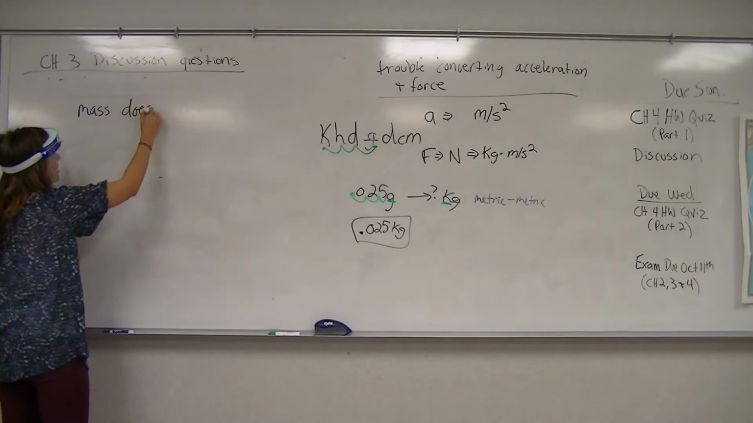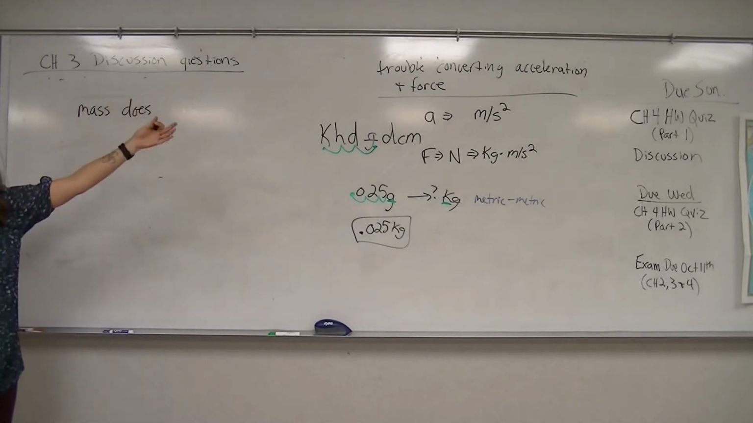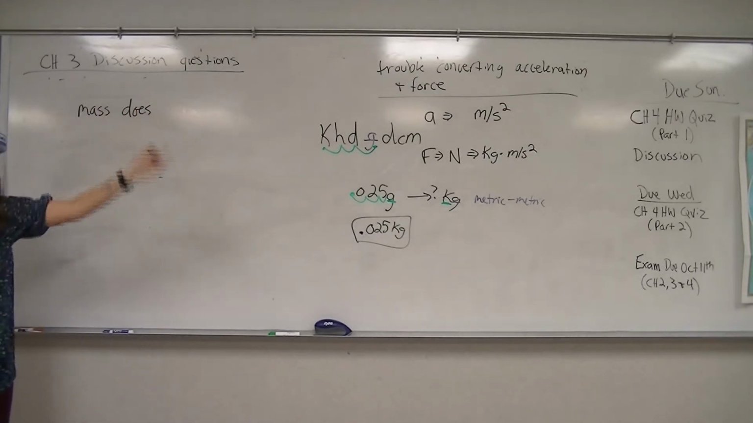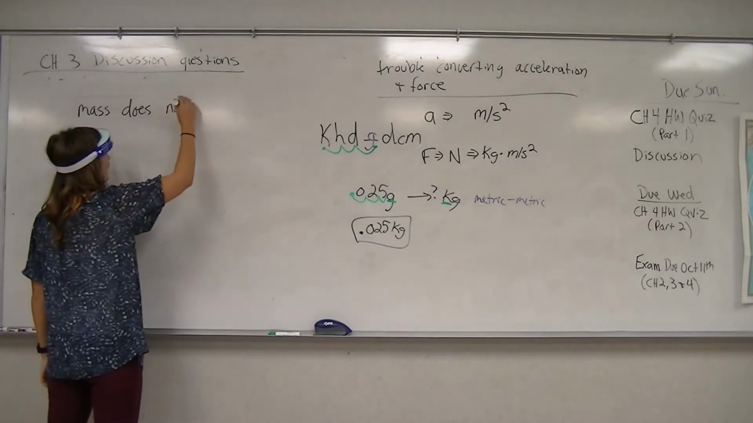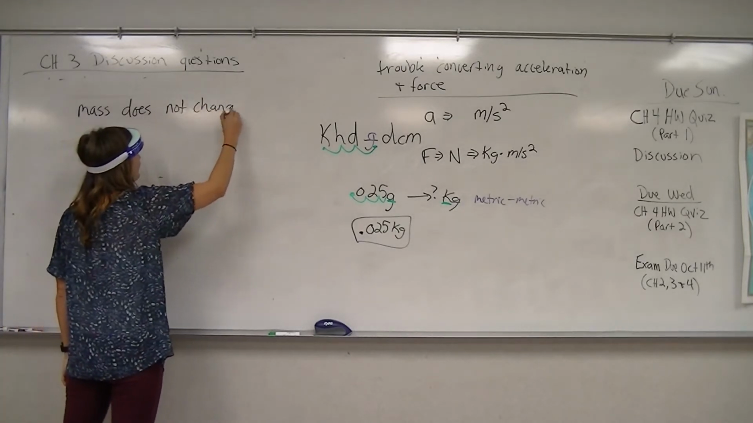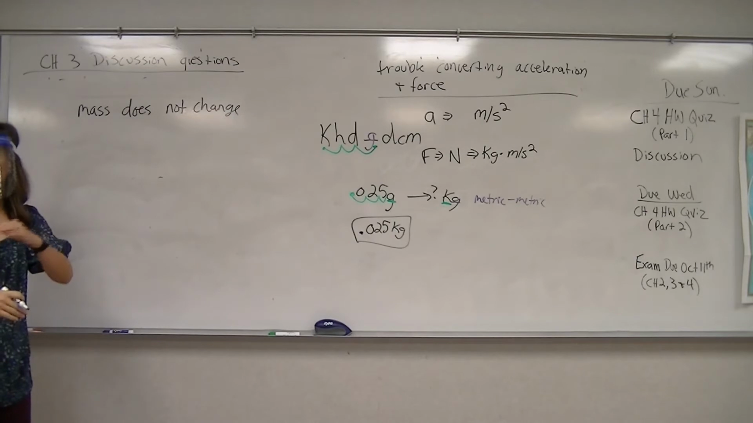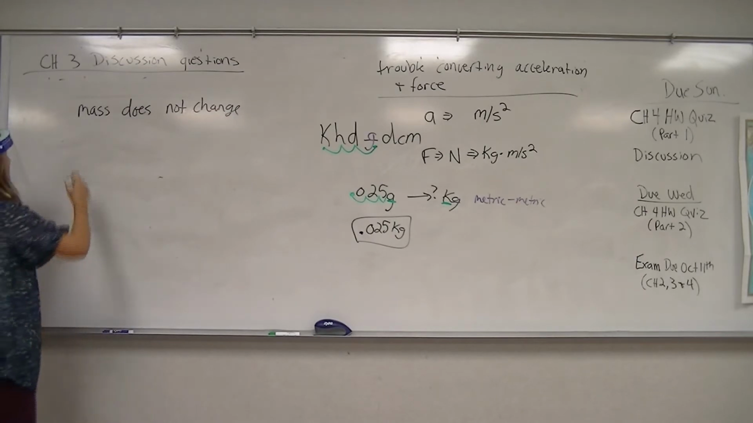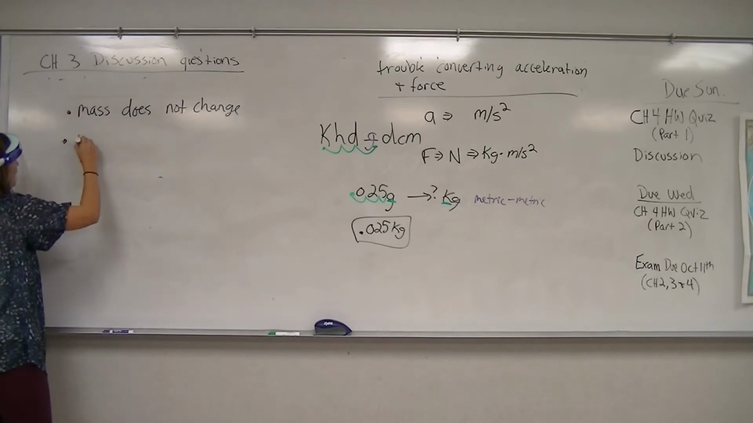No matter where the object is going, even if the object goes to the moon, or to Mars, or to Jupiter, mass does not change unless a piece of that object literally falls off or is broken off. The mass is going to stay the same. What changes is weight.